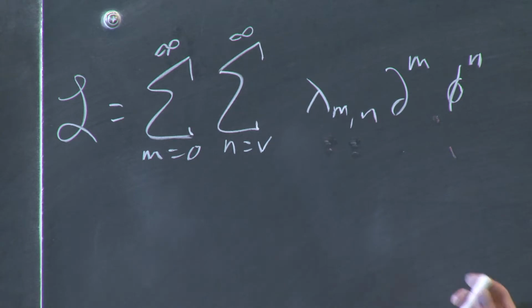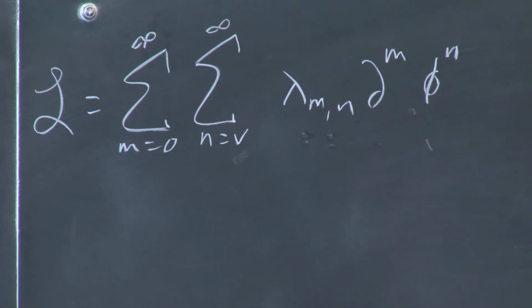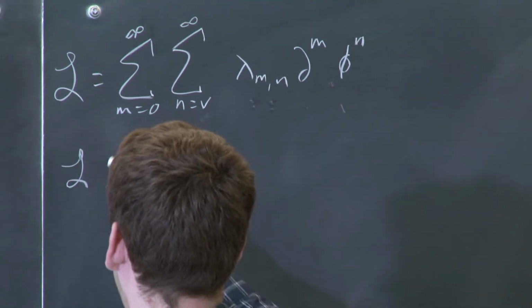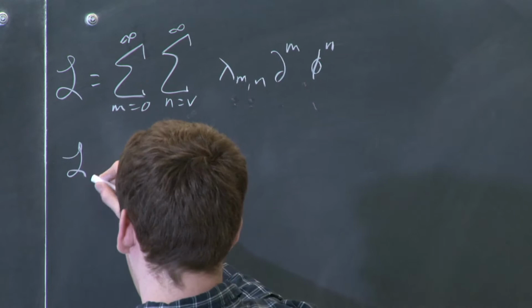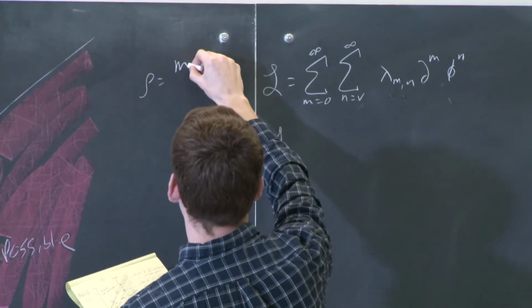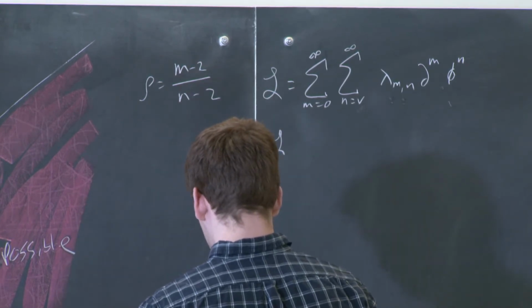So if you had a rho equals this, this is the valency again. It starts the minimum amount of fields which come together at any point. An example would be like rho equals, I should define rho, first of all. Rho is defined to be m minus 2 over n minus 2.